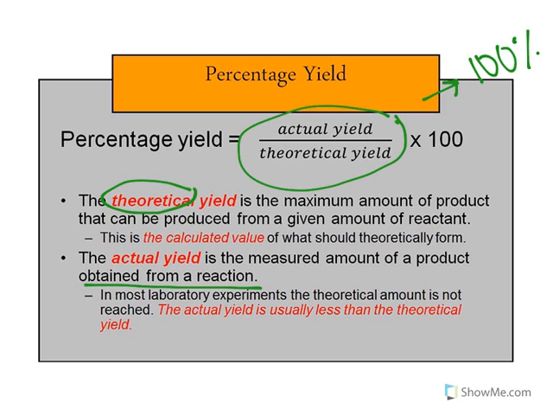It would be like on a test. You can't score more than the maximum unless there's some rare situation where there's extra credit and you get everything right plus the extra credit. But typically, you're not going to get over that 100% mark or more than the maximum points. And so the actual yield would be your score. The theoretical yield would be the total or maximum.